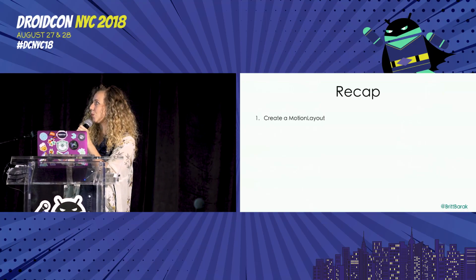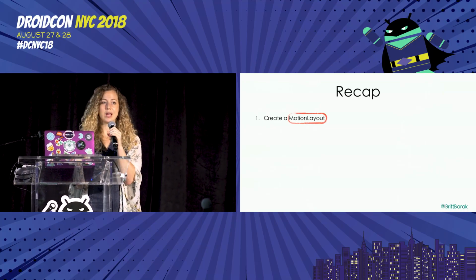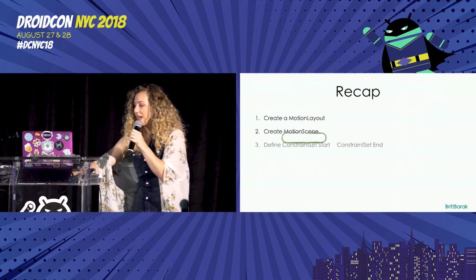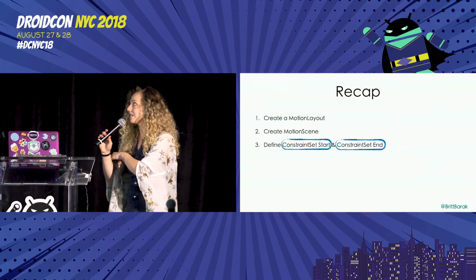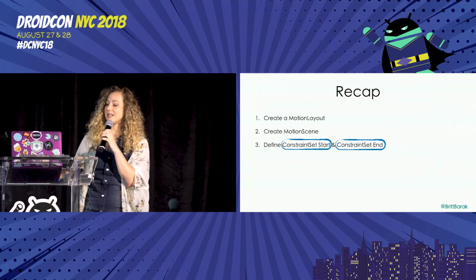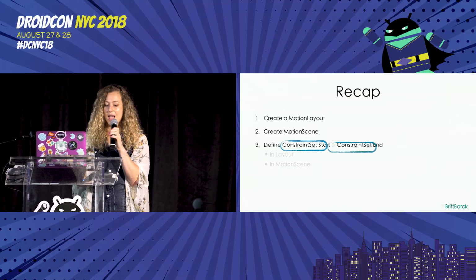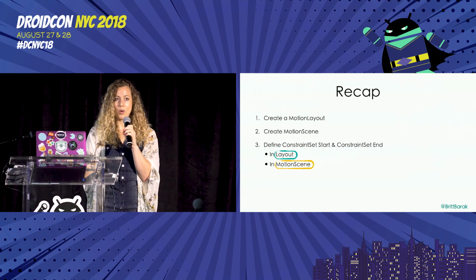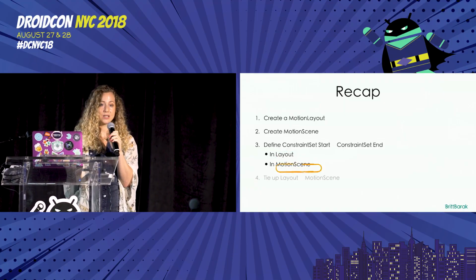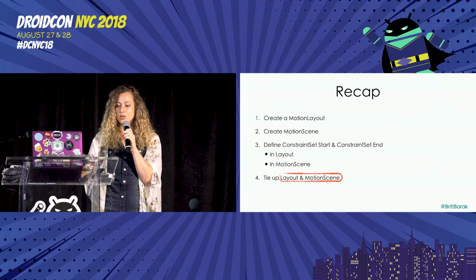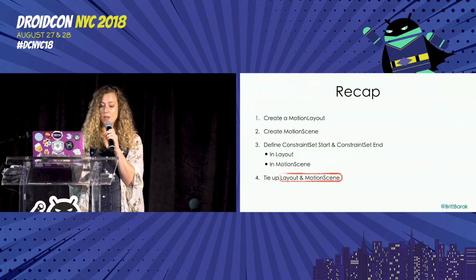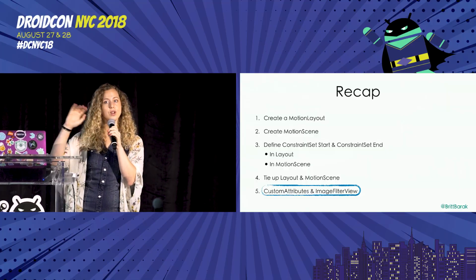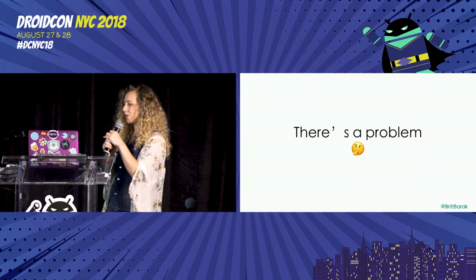To recap a little bit what we had to do: we create a motion layout, which is our layout, and then create a motion scene. And then in the motion scene, we just define, okay, this is the first constraint set, and this is the end constraint set. We started with layouts, which was pretty simple, and honestly, I recommend you start and go ahead with layouts anyway, and then move into a motion scene in order to add more attributes. And then we just tie up the layout and the motion scene and added some custom attributes and filters for images. So that was pretty cool.